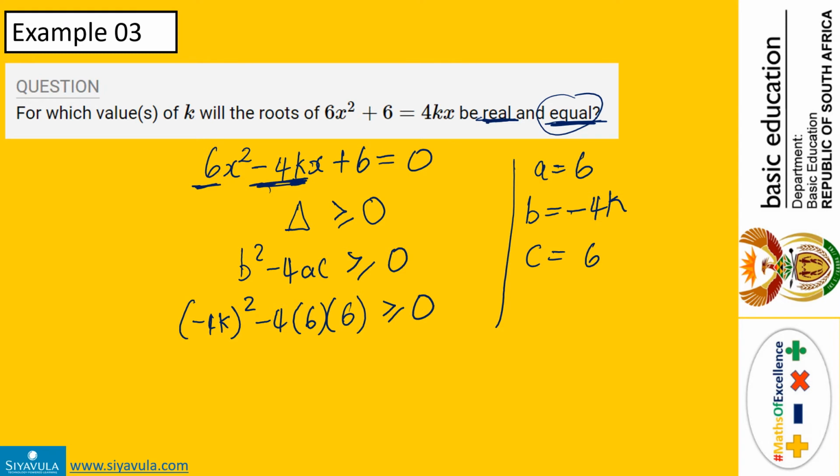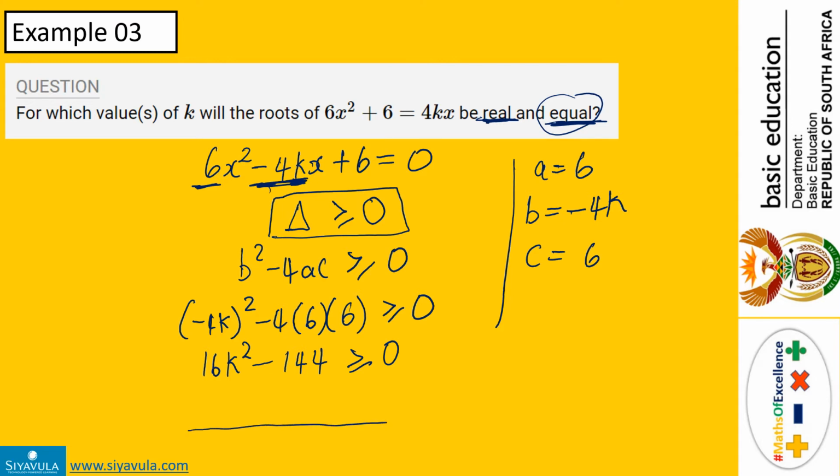Remember, we need the values of k for which the roots are real and equal. Hence, I'm using this condition to solve for those values of k. So minus 4k squared gives me 16k squared. Then minus 4 times 6 times 6 gives me minus 144, greater or equal to 0. It's quite a long question and an interesting one. So this is now a quadratic inequality.